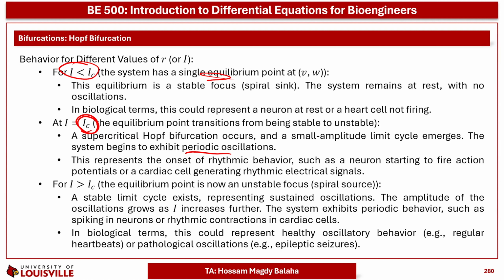After the critical point of the input or external stimulation, the equilibrium point is now unstable, and we can say a stable limit cycle exists. This represents a sustained oscillation, and the amplitude of the oscillation grows as I increases further. So the triggering here is simple. You need to find the critical point, and this can be observed from the curve or the presentation of the bifurcation curve or diagram. How?